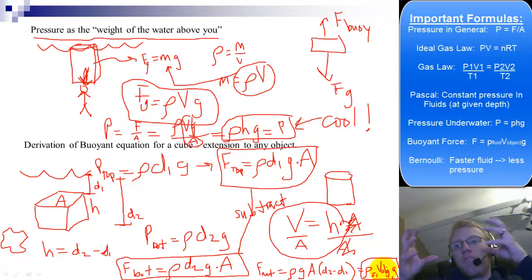If you break an object into 5 billion little cubes, and you add them all up, it's going to give you the total volume of the object. And therefore, this works for any shape object. If that didn't make sense, ask in class, and I promise I can do a better job of explaining it.